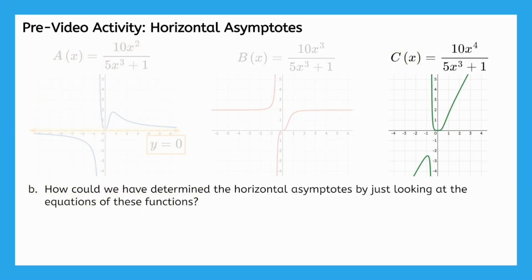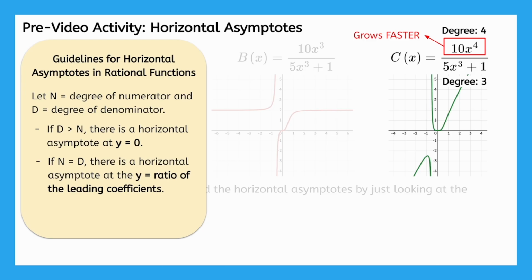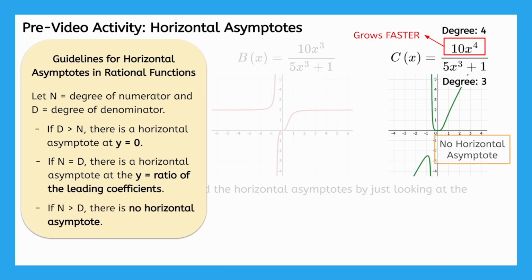Finally, what made function c have no horizontal asymptote? The degree of the numerator was larger than the degree of the denominator, which means that the quartic numerator grows faster than the denominator, which results simply in a larger and larger quotient as x increases positively or negatively. This is why every time the degree of the numerator is larger, the function has no horizontal asymptote.